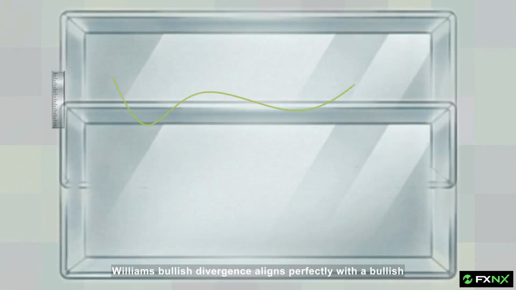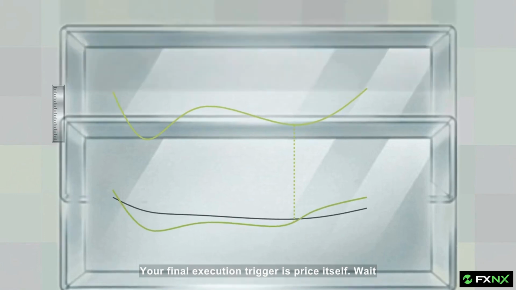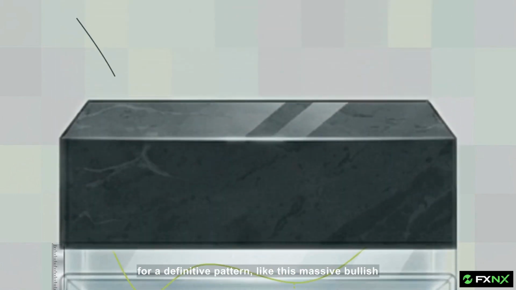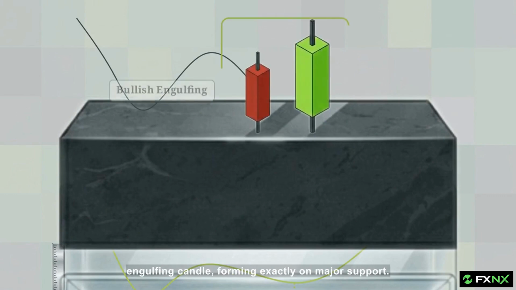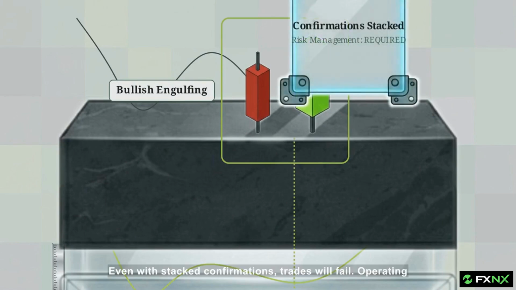Here, a Williams bullish divergence aligns perfectly with a bullish MACD crossover. Your final execution trigger is price itself. Wait for a definitive pattern, like this massive bullish engulfing candle, forming exactly on major support. Even with stacked confirmations, trades will fail. Operating in momentum markets requires absolute discipline in your risk management.